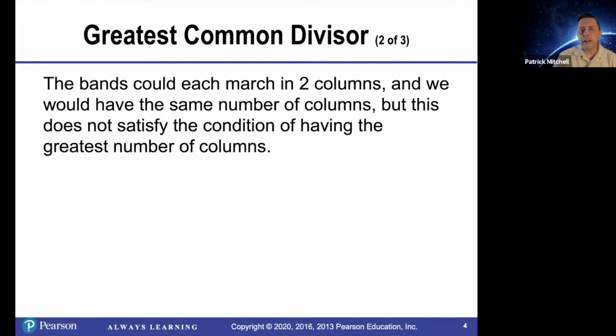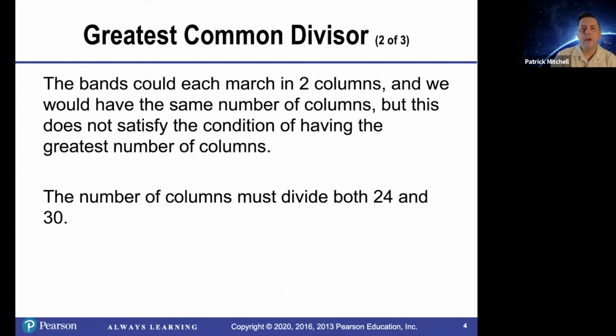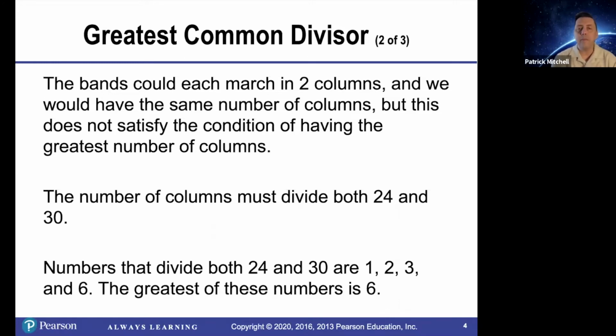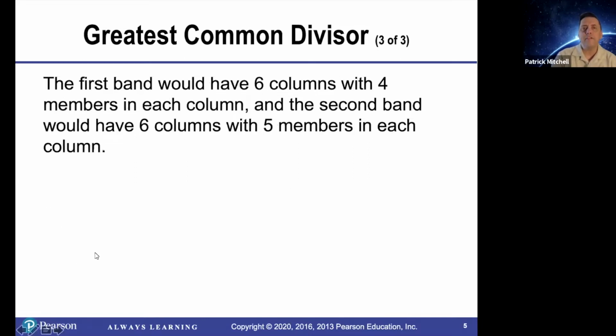So the bands could each march in two columns and we would have the same number of columns, but this does not satisfy the condition of having the greatest number of columns. The number of columns must divide both 24 and 30. So if we look at numbers that divide both 24 and 30, we get 1, 2, 3, and 6. The greatest of these numbers is 6. The first band would have 6 columns with 4 members in each column, and the second band would have 6 columns with 5 members in each column.